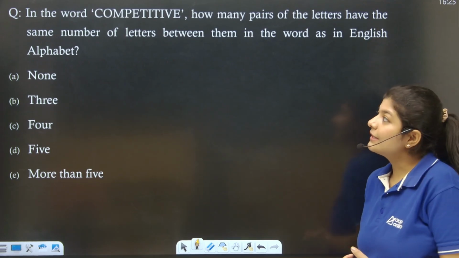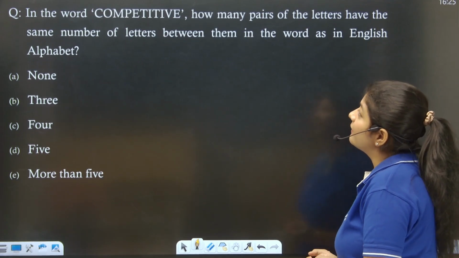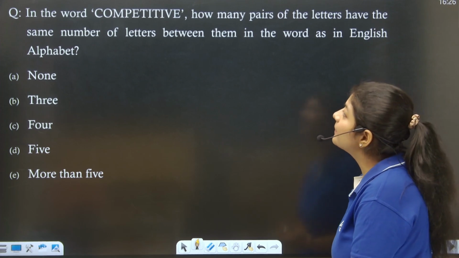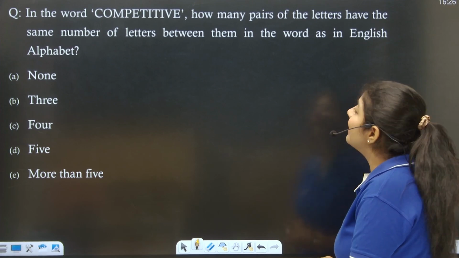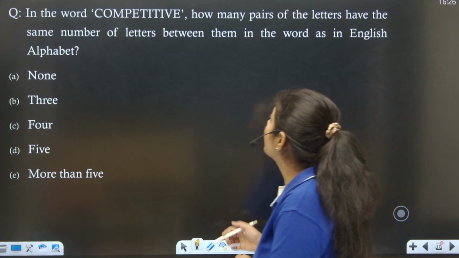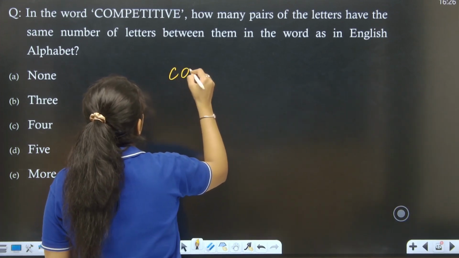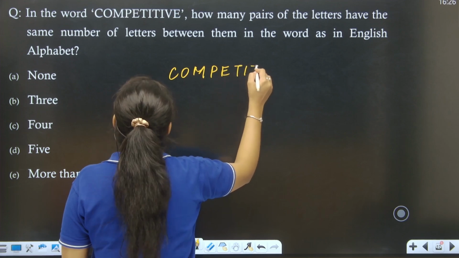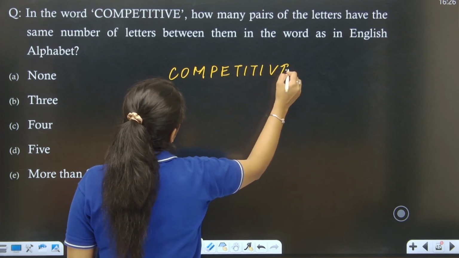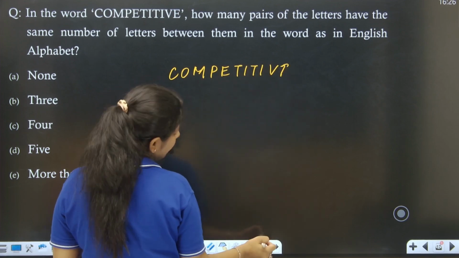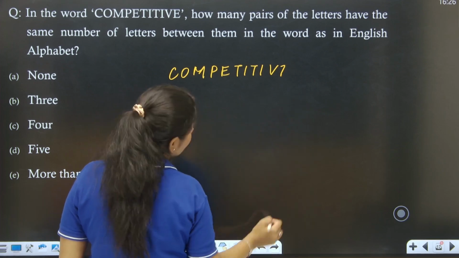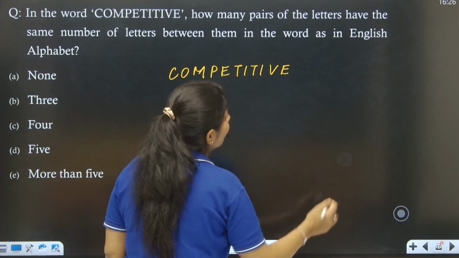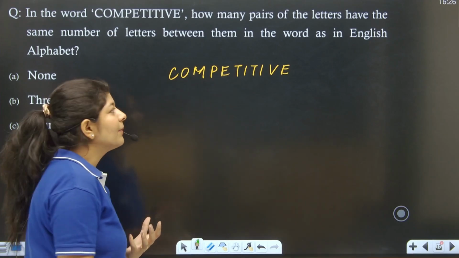The next question says that in the word "competitive", how many pairs of letters have the same number of letters between them in the word as in the English alphabet? Okay. So here we are having the word competitive. We know that whenever we have these kinds of questions, we take the help of the associated numbers.